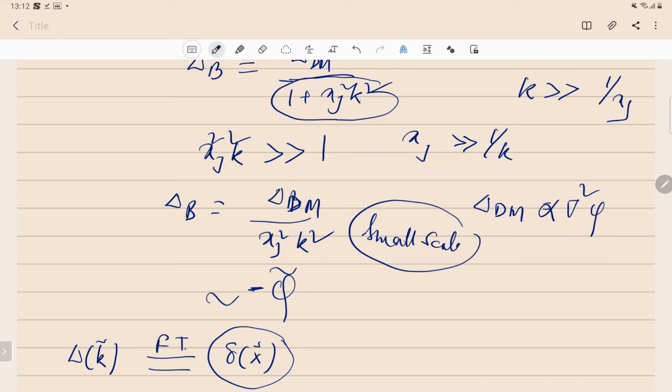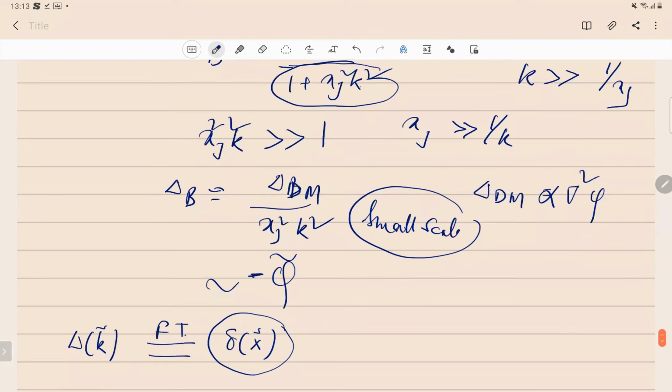On small scales, you have delta B equals delta dark matter by k square, right? Now, delta dark matter by k square is basically the gravitational potential, right? Because if you remember, the Poisson equation gives you del square phi equals delta dark matter. So in Fourier space, this is just minus k square phi equals delta dark matter. So this minus sign comes. So it's basically this delta baryon is proportional to the negative of the gravitational potential.